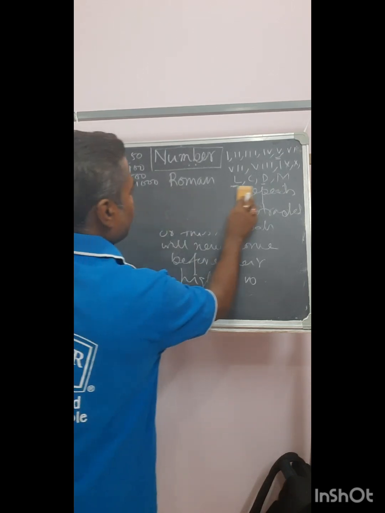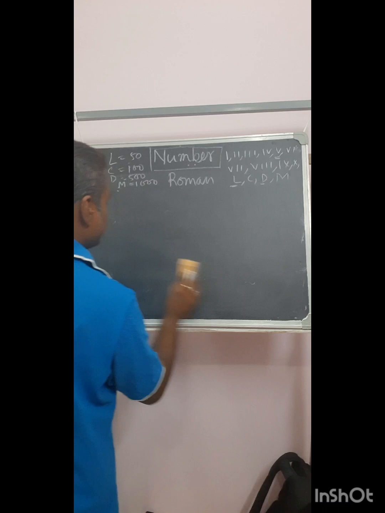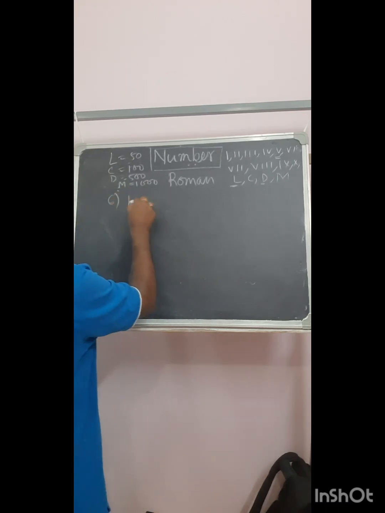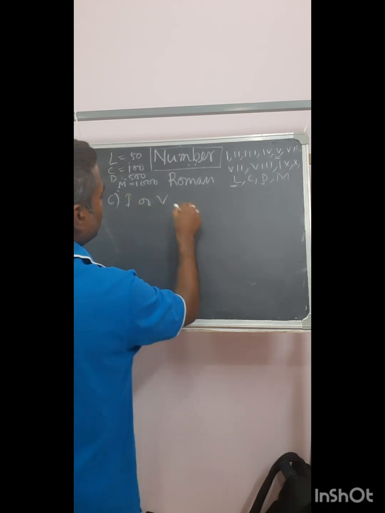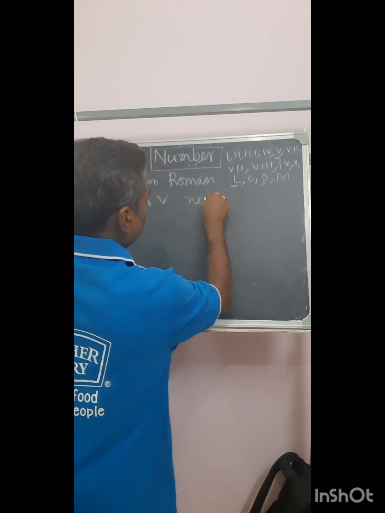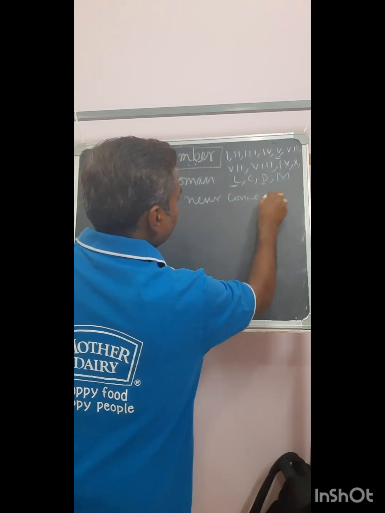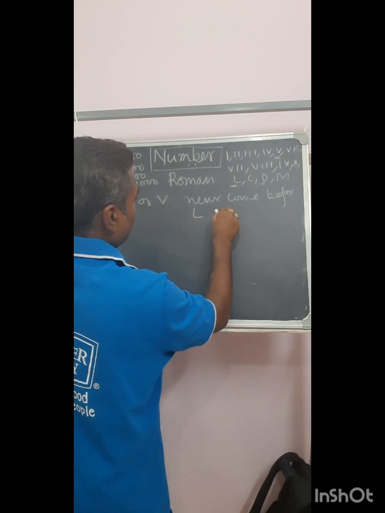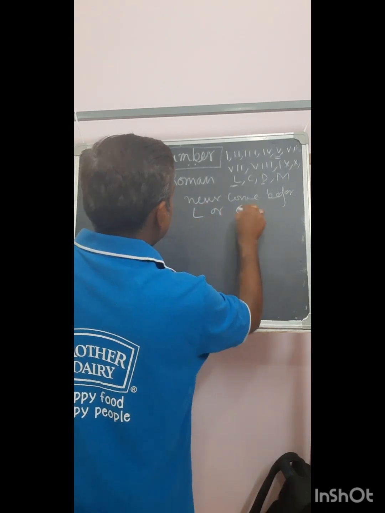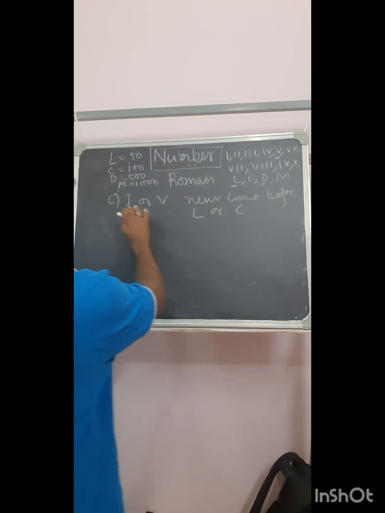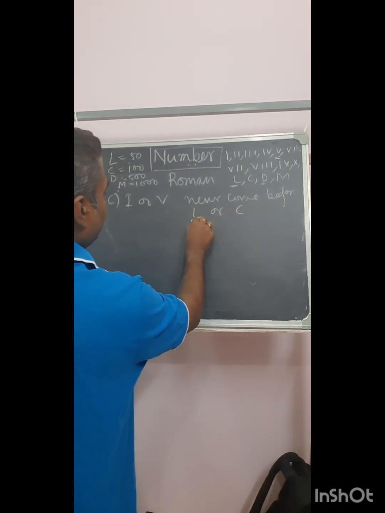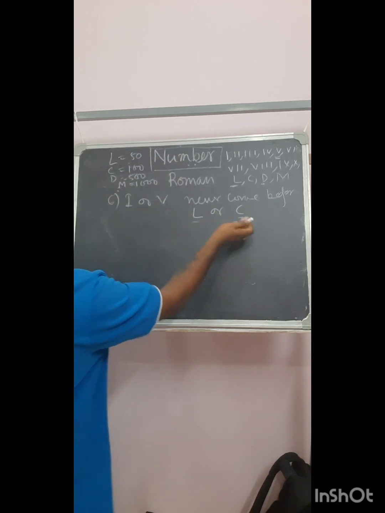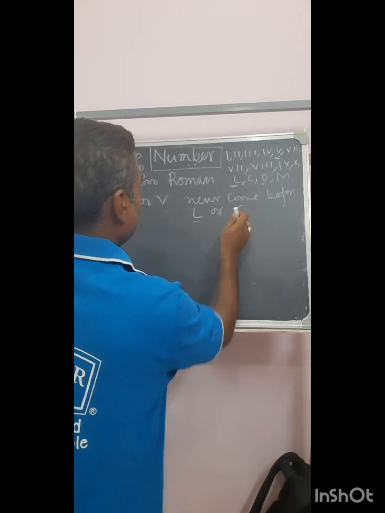Then your sixth rule says, I or V never come before L or C. That means this will never be subtracted from L or C. I or V, either of these two, will never come before this.